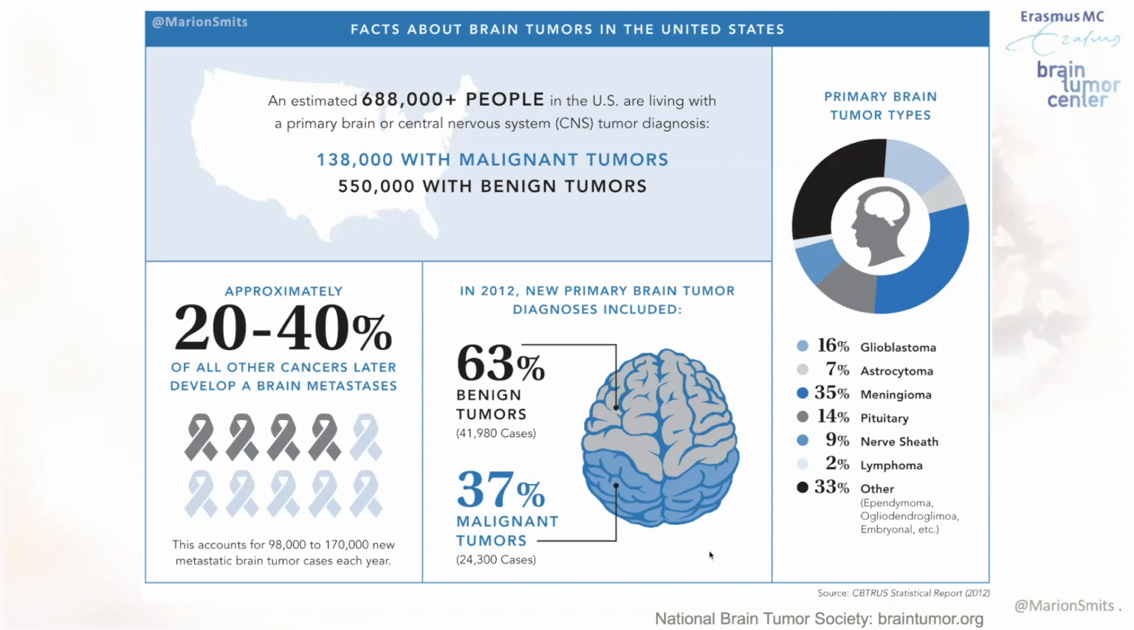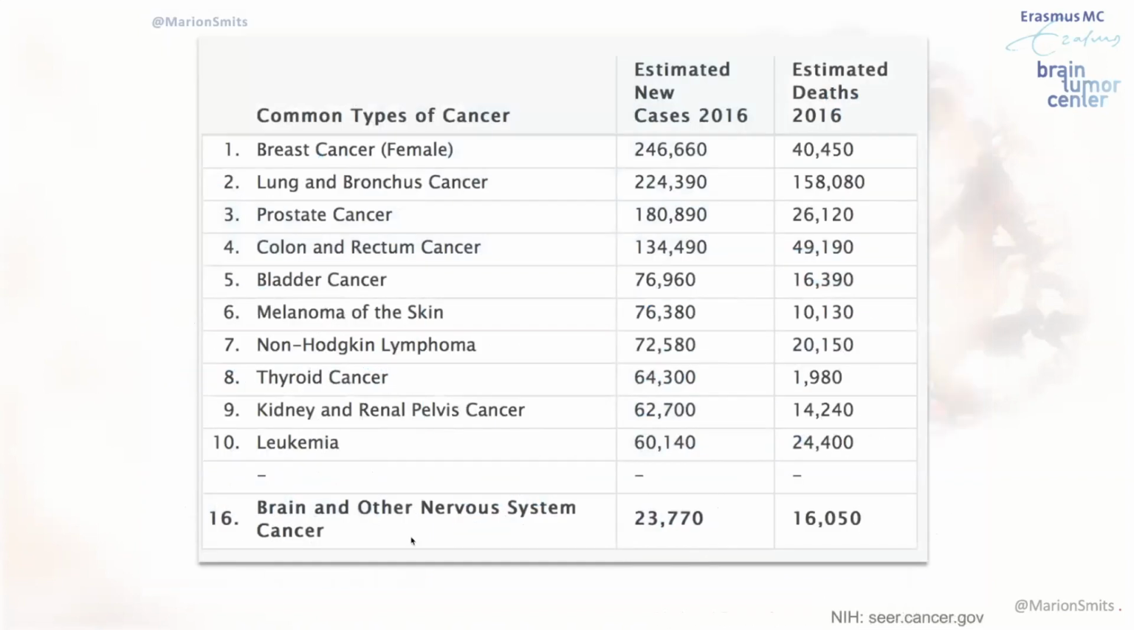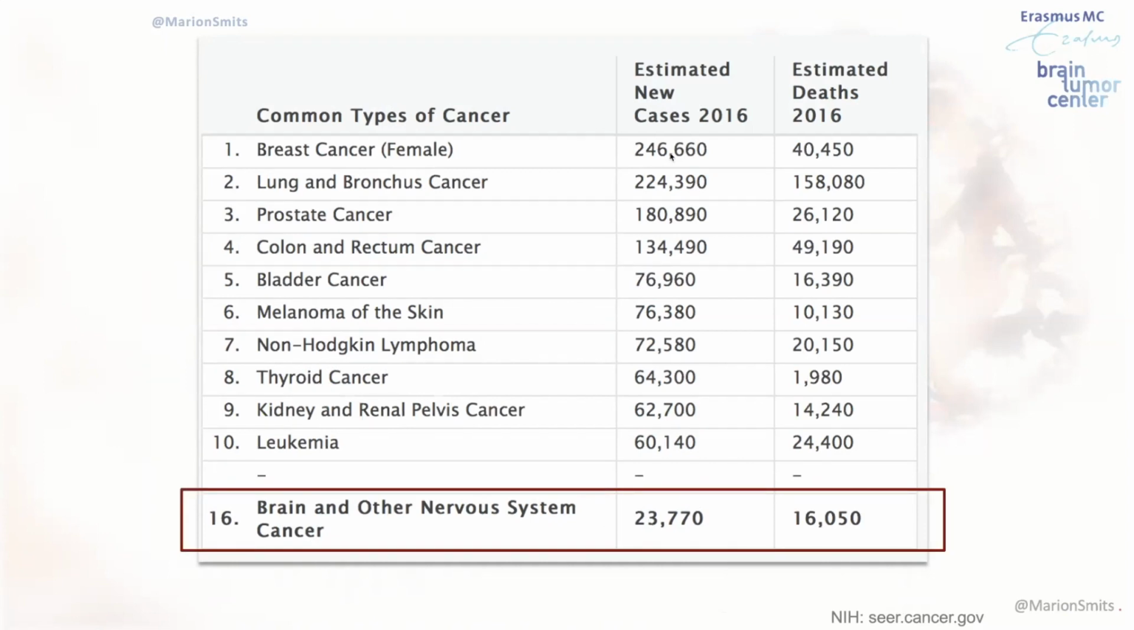And these are the numbers of brain and other central nervous system cancer. As you can see, it's not the most common one, number 16. But if you look at the estimated number of new cases versus the number of deaths, you can see that this is a disease that is rare, but has a very high mortality. And it also has a very high morbidity.